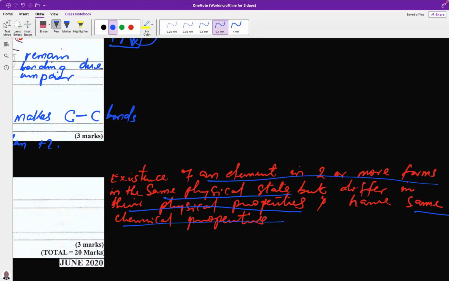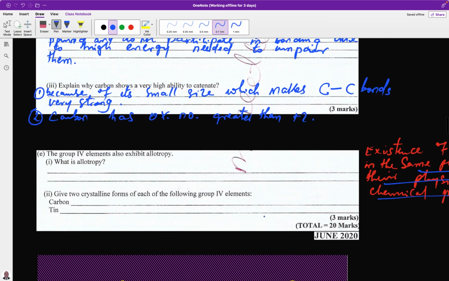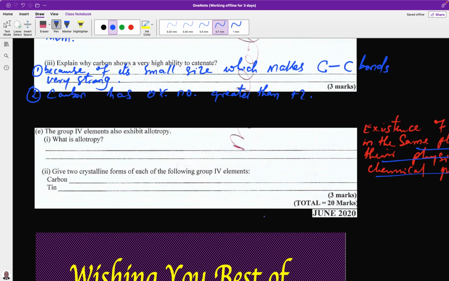Okay. In that case, you have been asked to give examples. If you were not asked to give examples, you can even give examples to encourage the examiner to give you more marks. So the second part of it: give two crystalline forms of each of the following group 4 elements. Carbon.